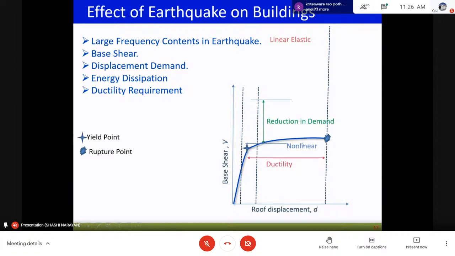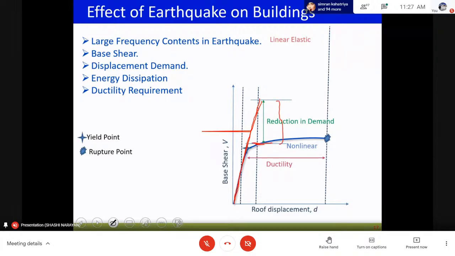If we talk of the elastic design, if we draw a straight line from here to here, then this is the approximate demand which is expected. But if we had designed for an elastic region, what we do instead is design it with a strength reduction factor, and we design it for this.